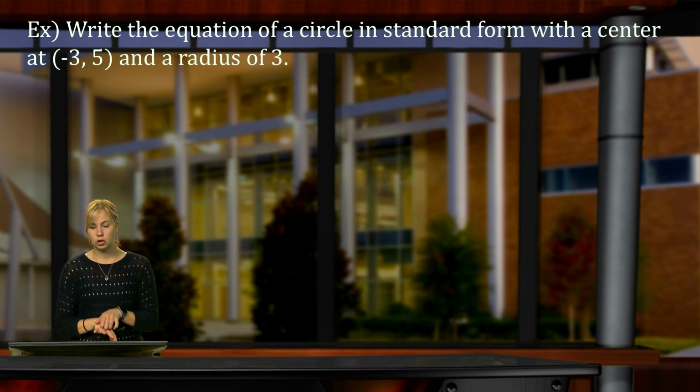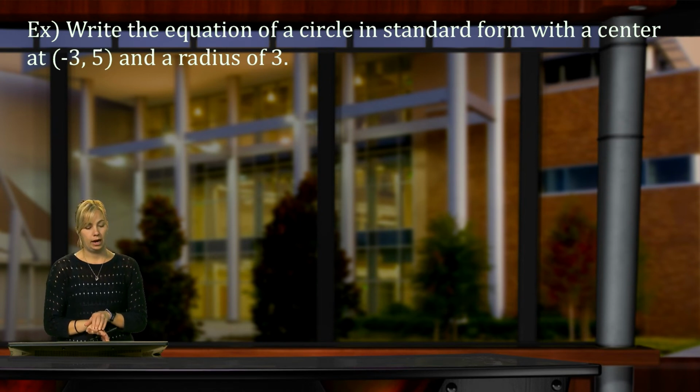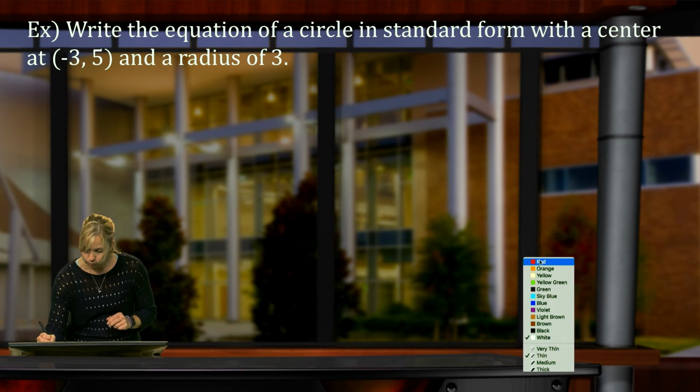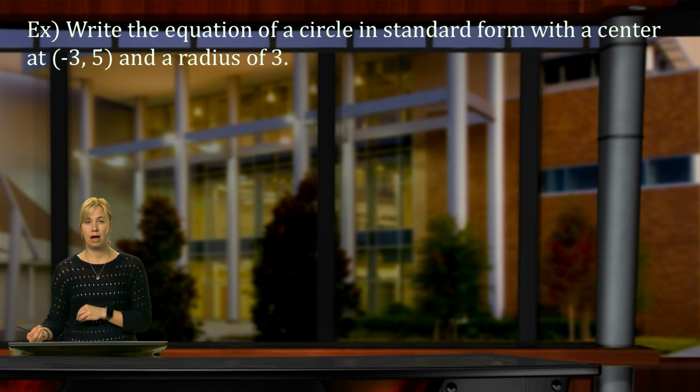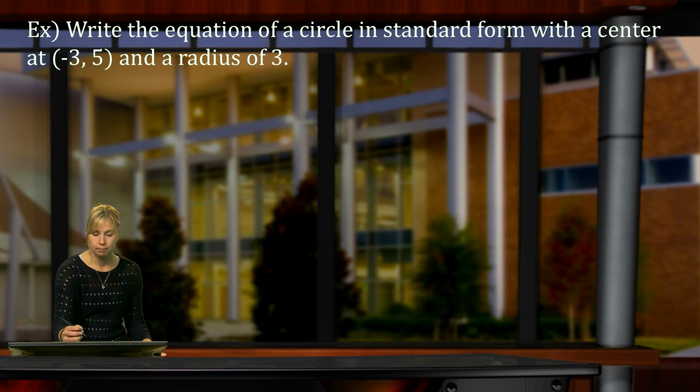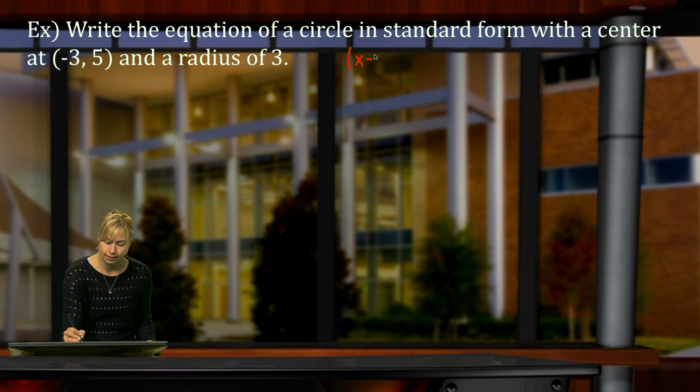Write the equation of a circle in standard form with a center at -3, 5 and the radius of 3. Just like I did with the distance formula, when you're trying to memorize these formulas, if you continue to write them out rather than just substituting into them, you'll find that you have an easier time remembering them. So my standard form: (x - h)² + (y - k)² = r².